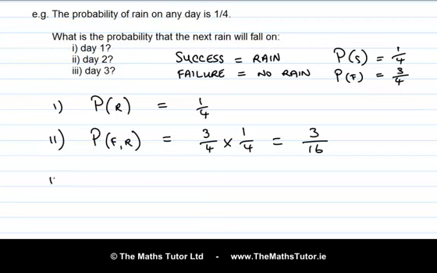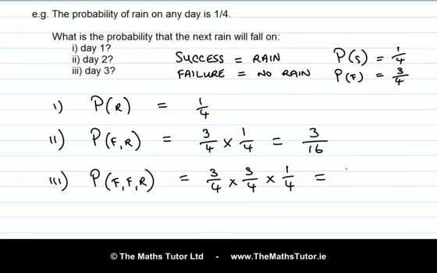Part 3, what's the probability that we don't get rain until day 3? Well, that means the probability of failure, failure, and then rain, which is 3/4 by 3/4 by a quarter, which is 9 over 64. So it's not essential to use the tree diagram once you get comfortable with the idea.